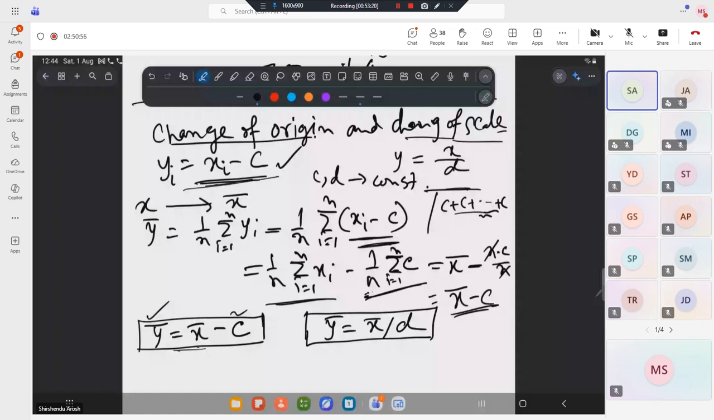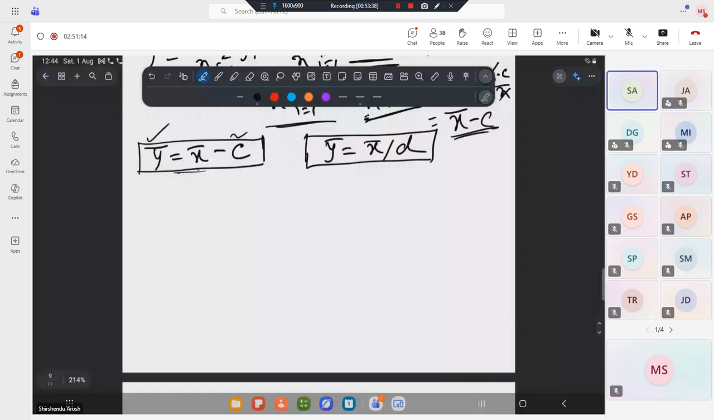Let's take the same numbers from where we started the table and try to understand how the mean is generally found using this change of origin and change of scale. So in the same example, we will do the two things together.